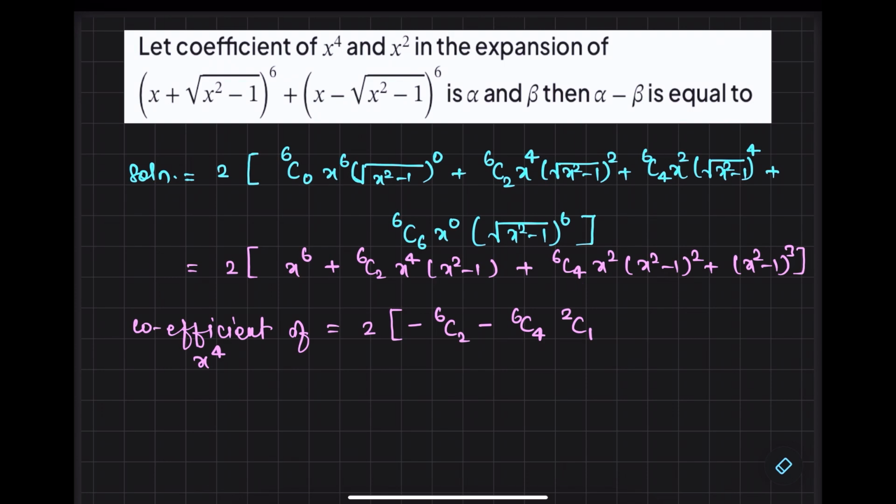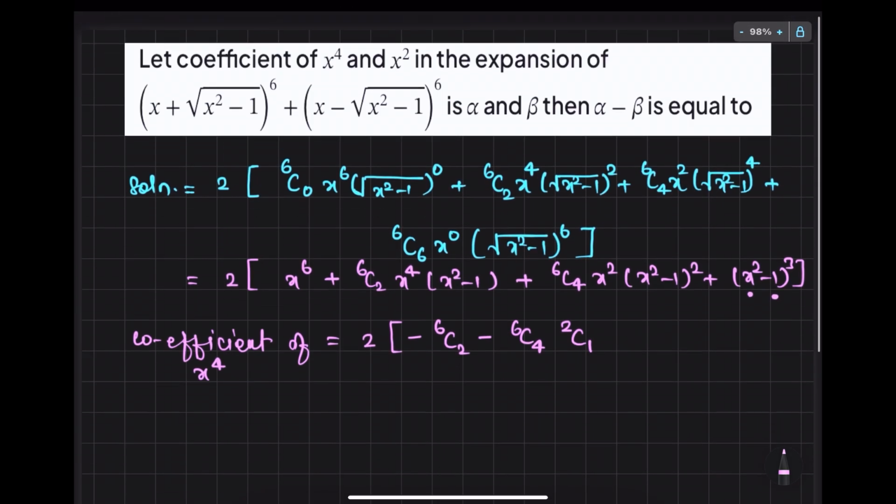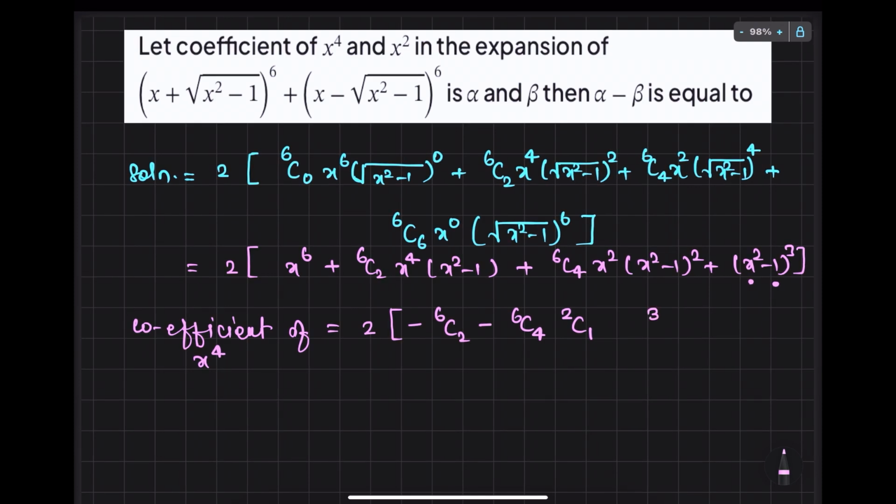Now here we want x power 4. So you know that if this thing takes power 2, you will have x power 4. For that, this has to take power 1. So what I will do? I will write 3c1. Okay, so if this is 3c1, it will take power 2. So minus 1 power 1 will become negative. Is that okay? So this is your coefficient of x power 4.